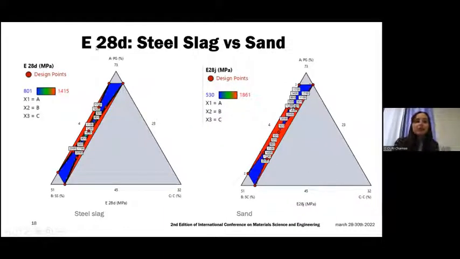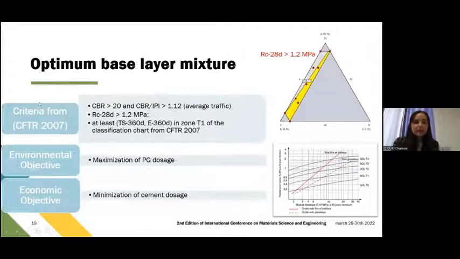And elastic modulus arrived at 1,415, 1,861 megapascal with sand. We cannot deny that we have better responses with the second mixture design of phosphogypsum, sand, and cement. Now, optimum base layer mixture criteria from CFTR 2007.